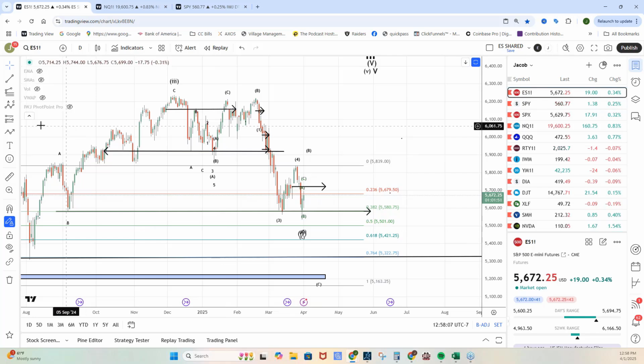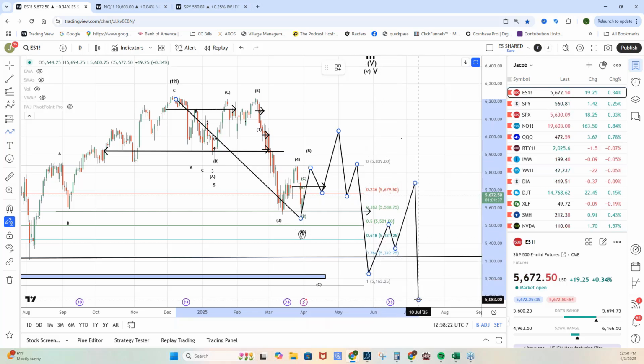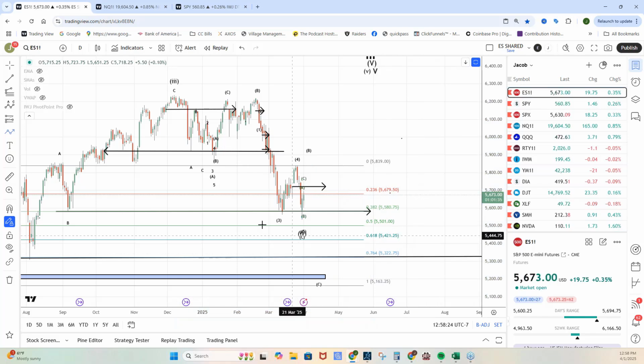Otherwise, I do see a bigger potential bounce happening where this is going to be the A leg down, and then you get this A, B, C back up for B, and then you start a bigger C wave down into the April lows, bigger bounce, and then bigger breakdown after that. That would be the bearish case.